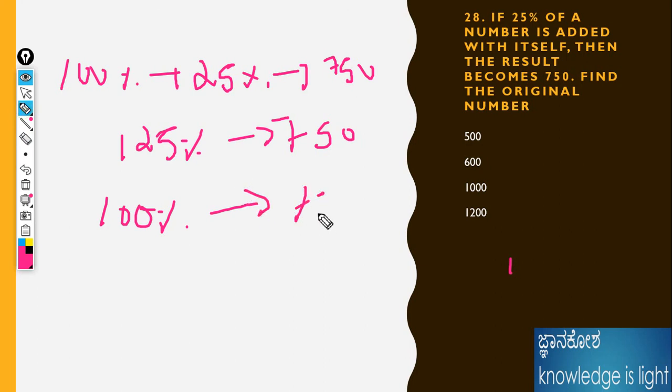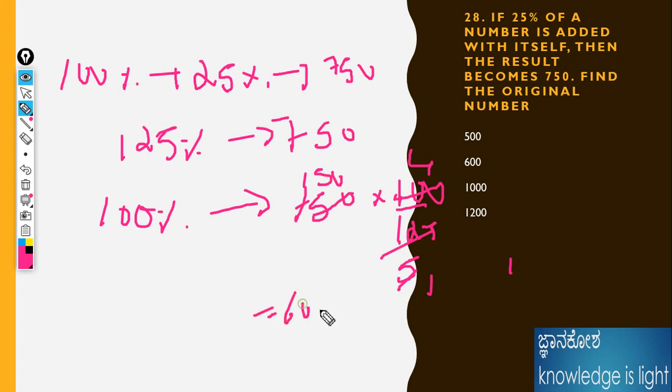750, that is 150 I wrote as. Okay, 100 divided by 25, 125. Okay, 5 fours are 25, 5 fives are 25, 4, then 5 ones are 5, 150, 15 fours are 60. The first answer is 600. This is the second method.